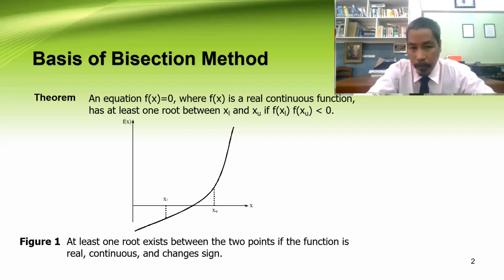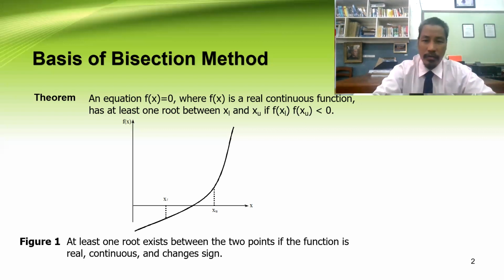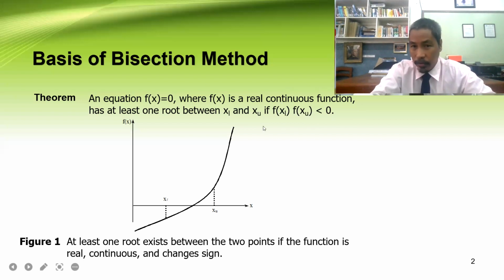You will notice that the value of the function at x_l is negative because it is going down, and the value of the function at x_u is positive because it is going up, above the x-axis. Going up is positive, going down is negative. If you multiply negative times positive, the answer is negative, and any number with a negative sign is less than 0. So it is clear that this condition is satisfied.